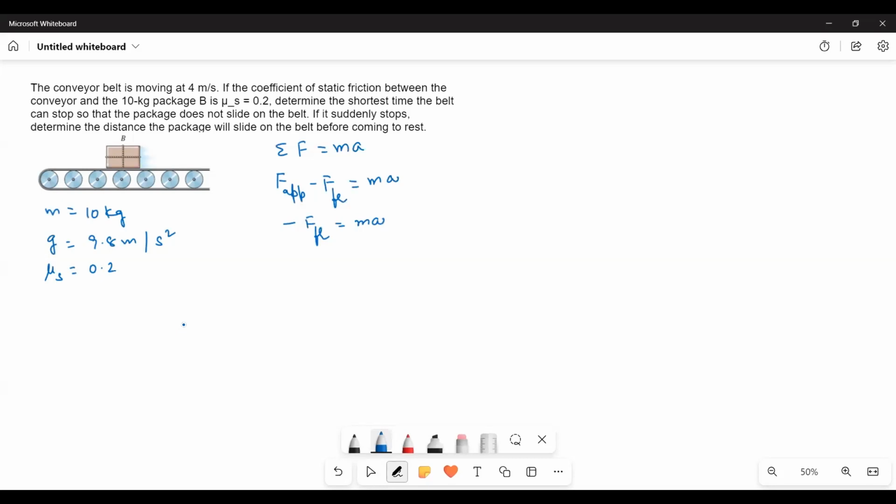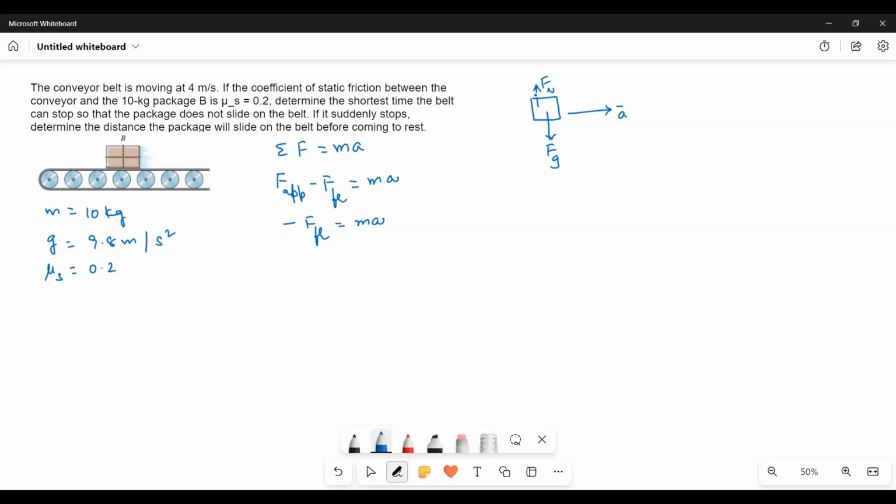Now we have to find out the shortest time. For that, we find out the acceleration. First, friction. To find the friction, we know F friction is equal to mu Fn. So we have to write the y direction forces. Suppose this is the box, then this is Fg, and this is Fn, and this is the direction of the motion.